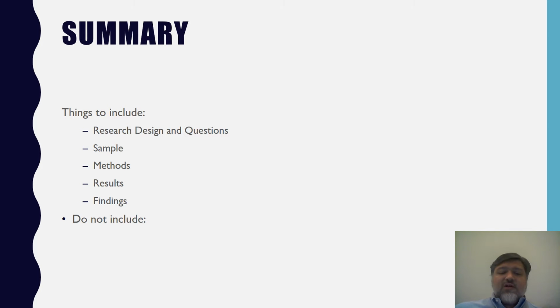In the summary, you should include things such as the research design or the methods that were used, the research questions or hypotheses or the statements of the problem. You may also include things about the sample. How was the sample collected? What was the sample size? And were these sufficient for the research study at hand?